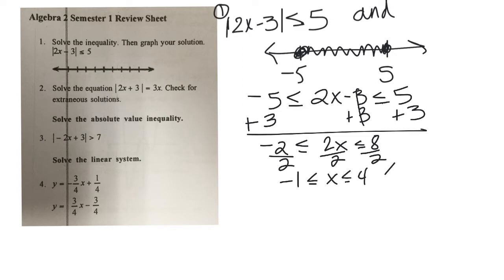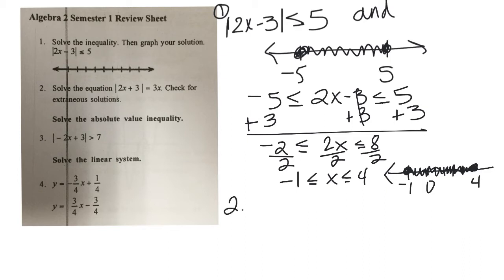And on the number line, negative 1 and 4, closed circles, because it's less than or equal to, and it's greater than negative 1 and less than 4, and that's the numbers between negative 1 and 4.